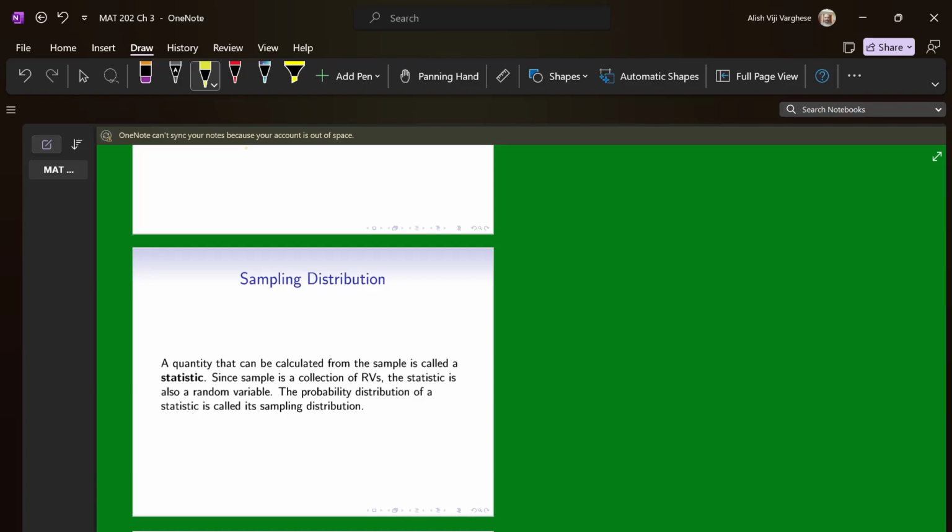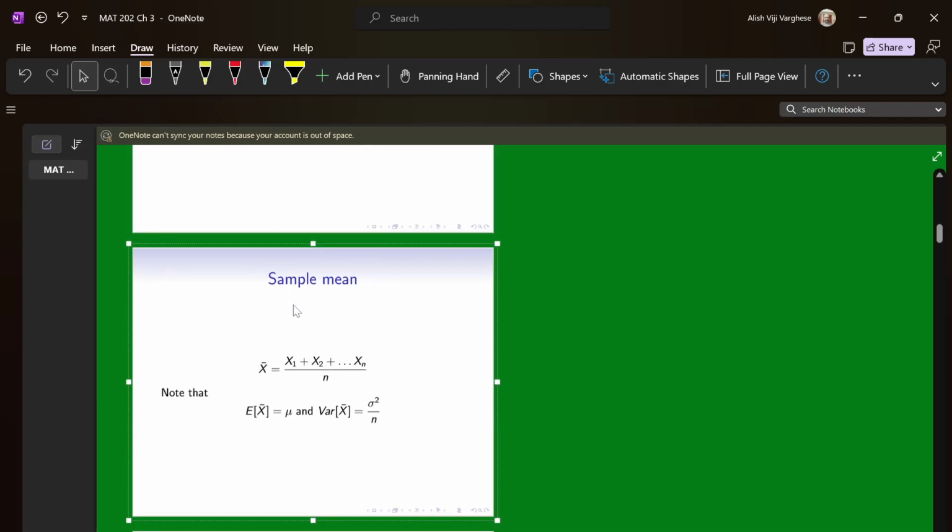So X bar has a sampling distribution, P bar has another sampling distribution. That is what we are going to discuss in our next sessions. If you calculate the sample mean, the first thing we can observe is that the expectation of X bar is equal to mu and the variance of X bar is equal to sigma square by n.